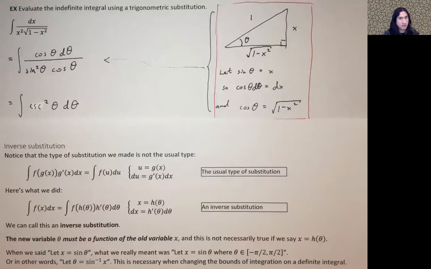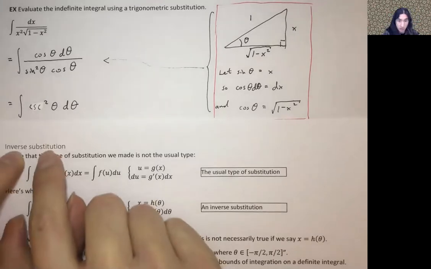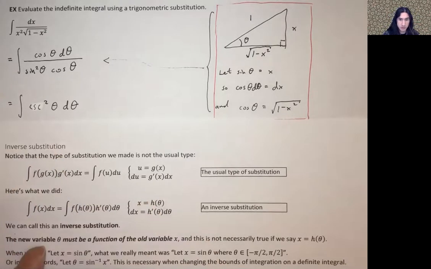Okay, so in our previous example, we saw the first trig substitution we've learned so far, and we need to analyze exactly what's going on in there, okay? Because it is not a normal type of substitution. In fact, it has a new name. It's called an inverse substitution, okay?